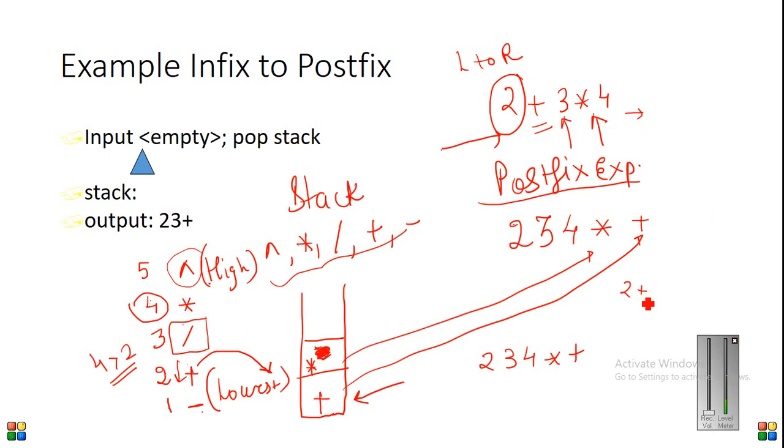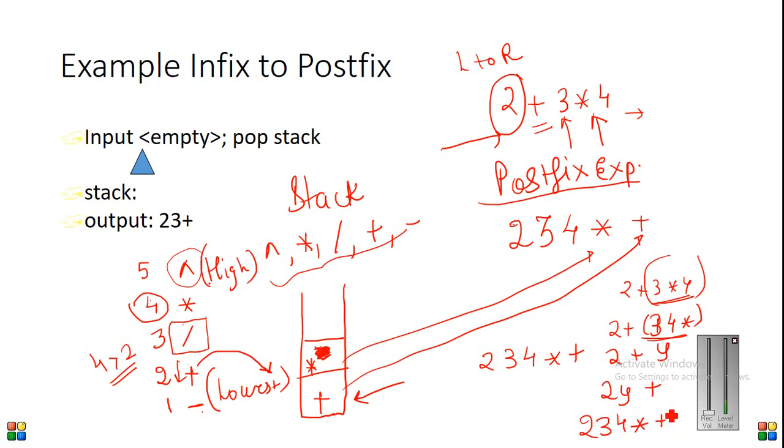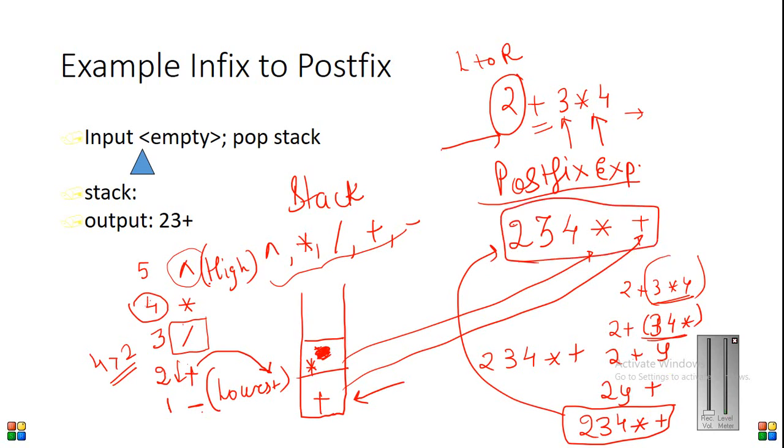So we have 2 plus 3 into 4. We know that multiplication has a higher priority. So if this is A star B, what would this become? 3 4 star. Assume this to be y. So this becomes 2 y plus, and now let us substitute y. What was y? 3 4 star. So it is 2 3 4 star and plus. Now this expression is the same as the earlier expression. So you got the idea?